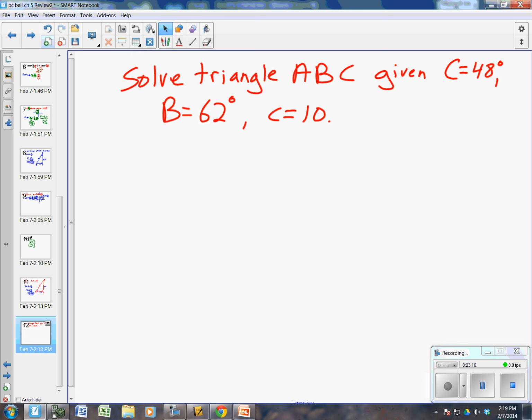So what are you going to use? Are you going to use right triangle trigonometry to solve it? No. What are you going to use? Law of sines or law of cosines. You got to look at the given information.